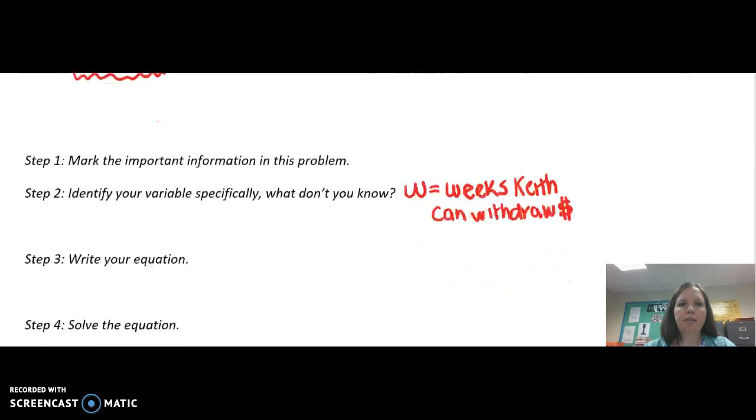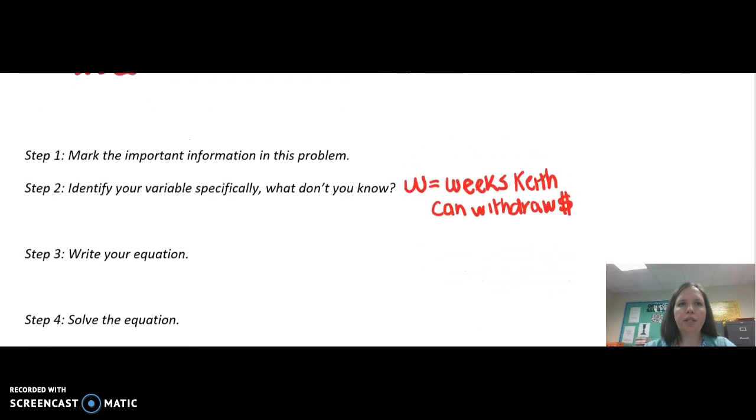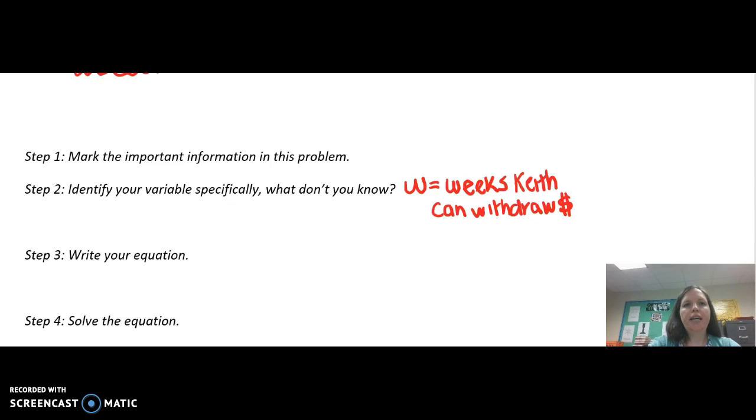So we want to identify our variable, and then we want to, and sorry, it's going to go off the screen here. Step 3 is actually writing our equation. So with the information we had that Keith starts with $500, and then he's going to take away 25 each week. So he says he withdraws. So withdrawing means that we're going to subtract 25 each week. Each tells me that I'm going to be multiplying 25 times each week.